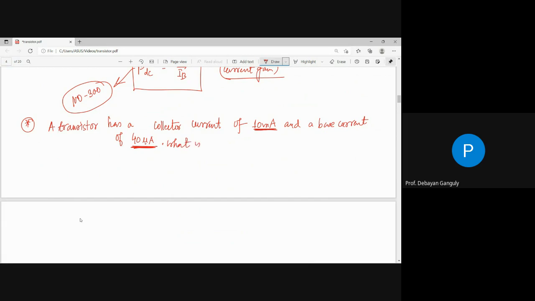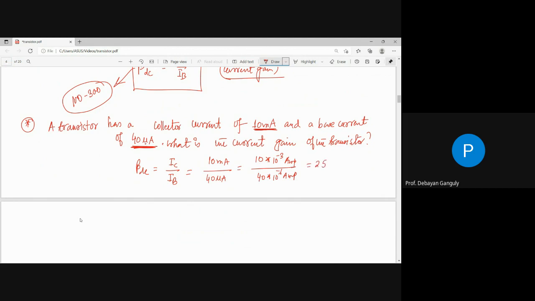So if you have to find the current gain of the transistor, that is simply beta DC, the ratio of IC to the base current. Collector current is 10 milliampere and base current is 40 microampere. You know milliampere means 10 into 10 to the power minus 3 ampere, and micro means 10 to the power minus 6. So if you divide it, it will give you 250.